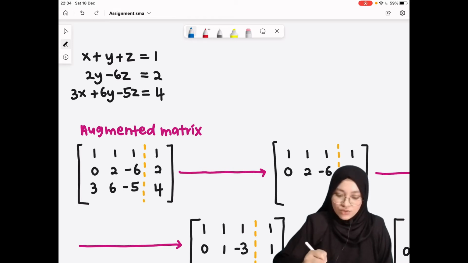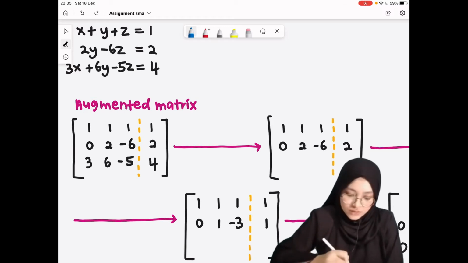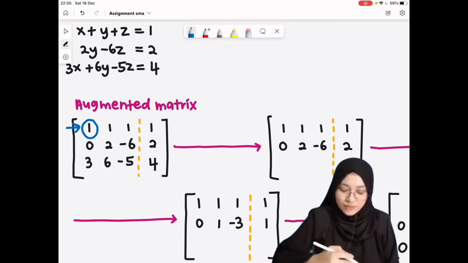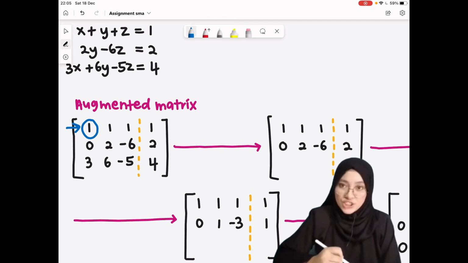Okay, the third row is 3. And then y, negative 5. And first thing first, we must check the first row and first column here, which is 1. This first row and first column must be a leading one. So in this question, it is already a leading one, so we can move to the next step. But if our first row and first column is not a leading one, we need to do some operation until we get a leading one.